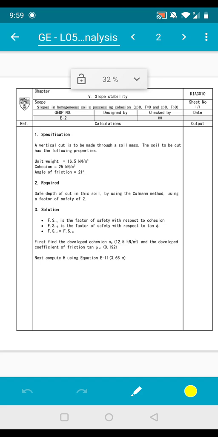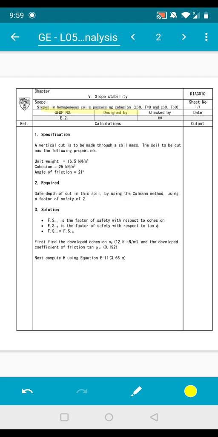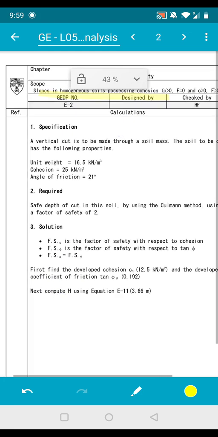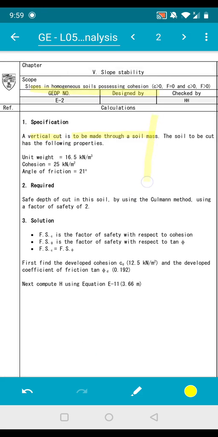Now let's move on to the second problem. This is slope in homogeneous soil possessing cohesion. The previous one was a very simple concept. What are the specs? Let's read up. A vertical cut is to be made through a soil mass. When you talk about a vertical cut, it has to be a 90 degree angle.